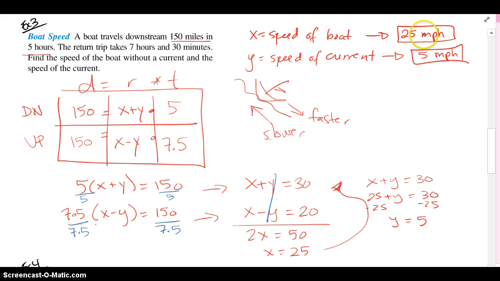So x was 25 miles per hour, that's the speed of the boat, and y is 5 miles per hour, the speed of the current.